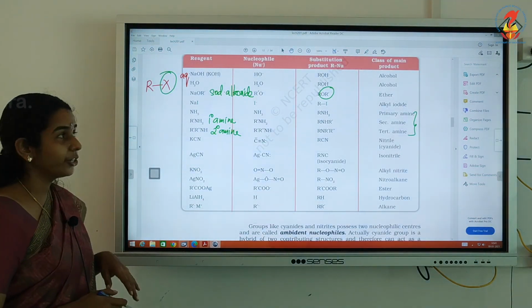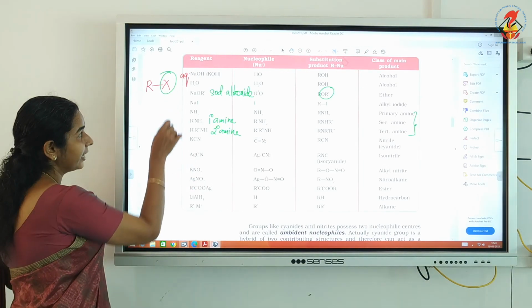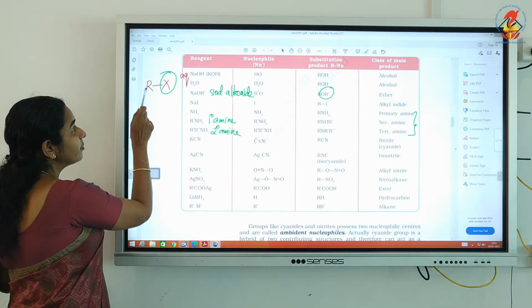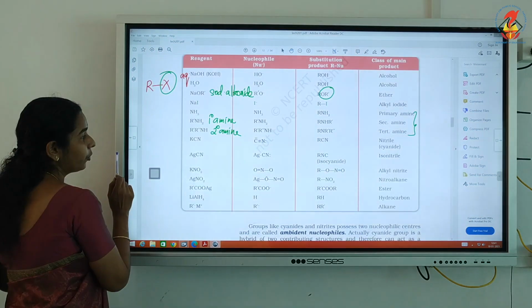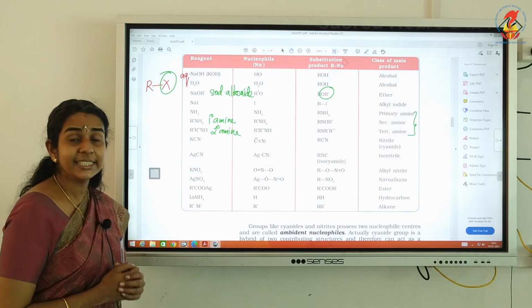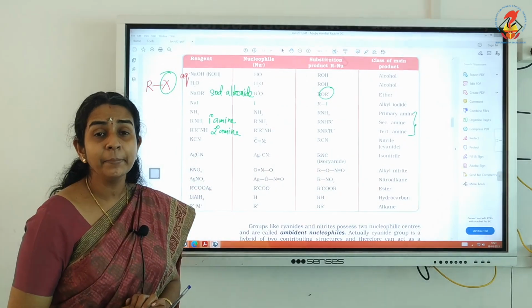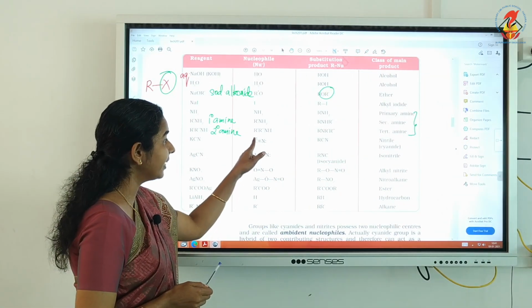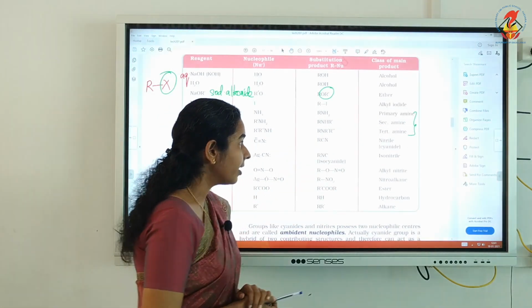Now the next reagent: this is how to study each and every reagent. Study as when alkyl halide, when RX reacts with NaOH, when RX reacts with water. Next is when alkyl halide RX reacts with KCN. The nucleophile present is CN minus, where the negative charge is on carbon. And the product will be RCN.